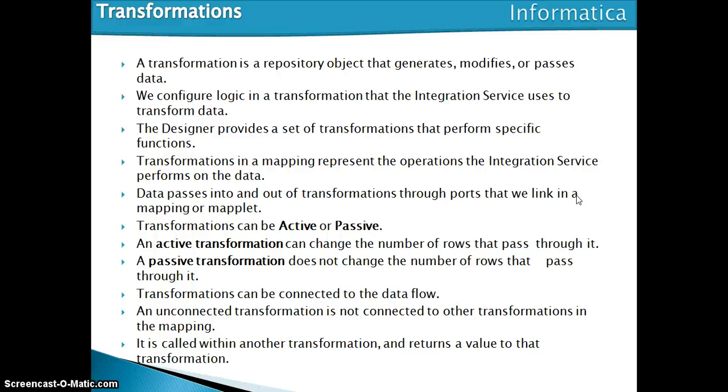And we have different transformations like connected transformation and unconnected transformation. So connected transformation is nothing but it is directly physically connected to the data flow, and unconnected transformation is not connected to other transformations in the mapping, meaning it is called within another transformation and it returns a value to that transformation, just like it acts as a function. So when we call it, it returns a value and our transformation uses that value.